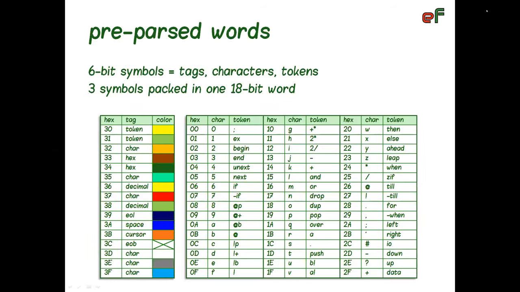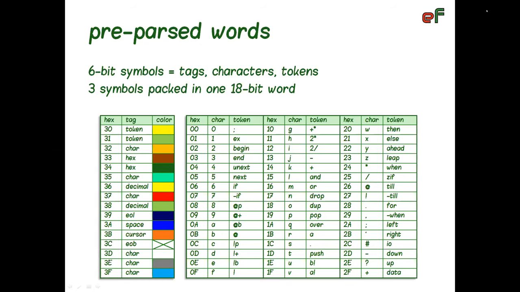The second concept is that of pre-parsed words. Any text, including source code, is composed of 6-bit symbols. Symbols are either tags, characters, or tokens. And 3 symbols are packed into one 18-bit word.